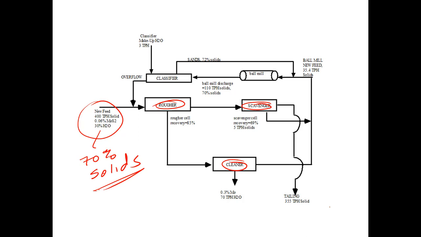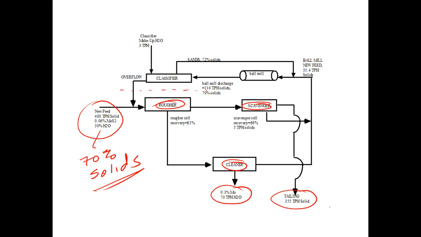a slurry form. The cleaner concentrate is also the final system concentrate. It has a metal grade of 0.3% molybdenum, 70 ton per hour water. The tailing has a total solid weight of 355 ton per hour solids.